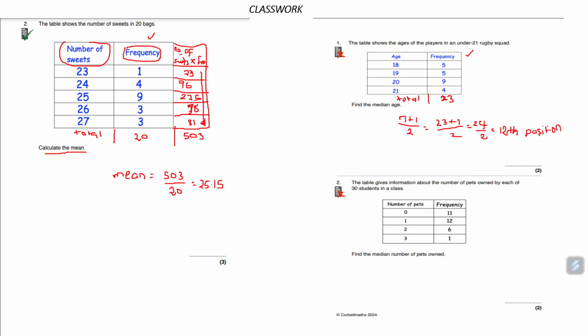To determine where our 12th position falls, we need to visit our frequency column. So we start adding. We are trying to locate the 12th position. 5 plus 5 will give us 10. 10 plus 9 will give us 19. Therefore, our 12th position falls within this row. Hence, our median age is 20.